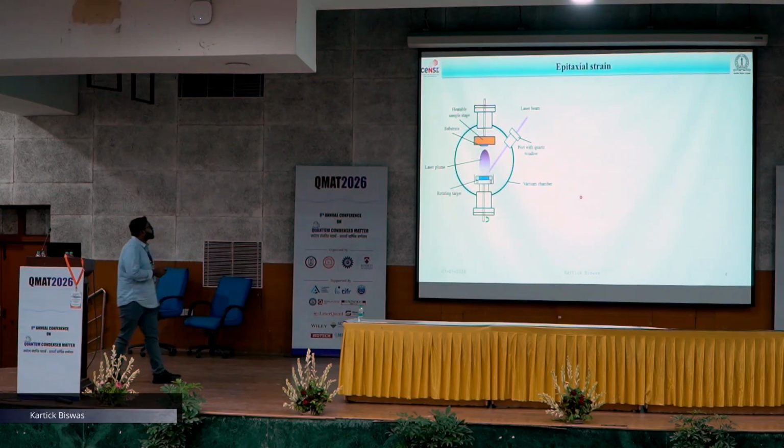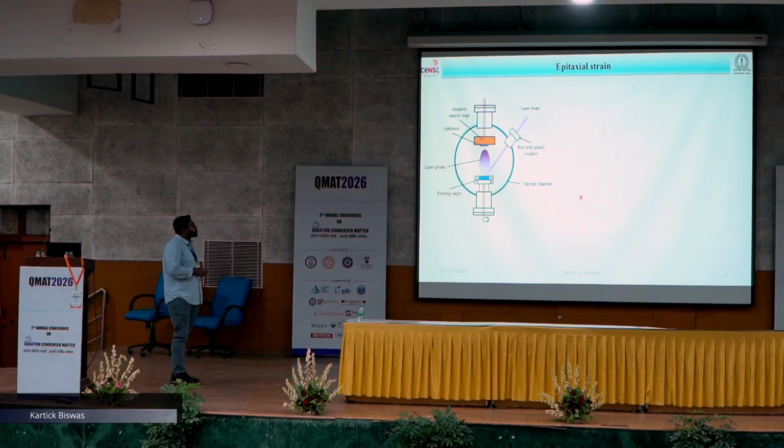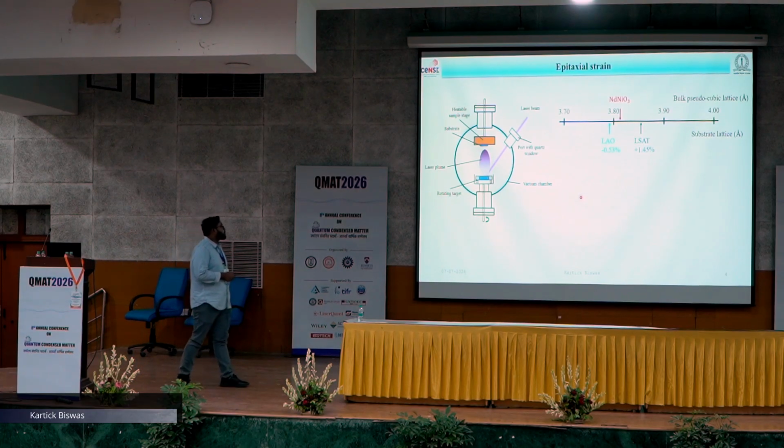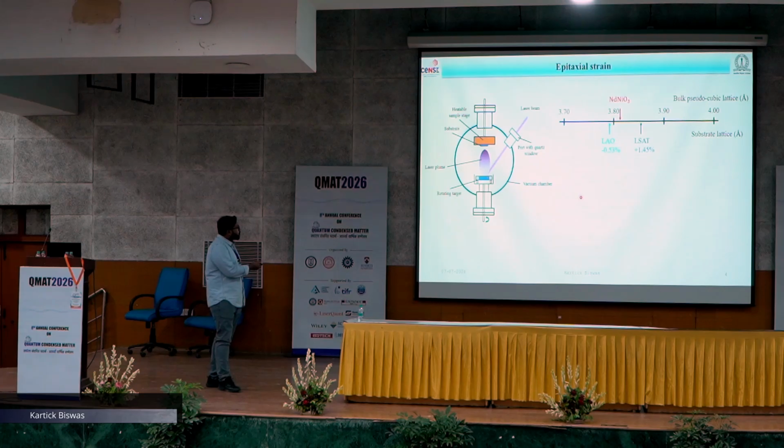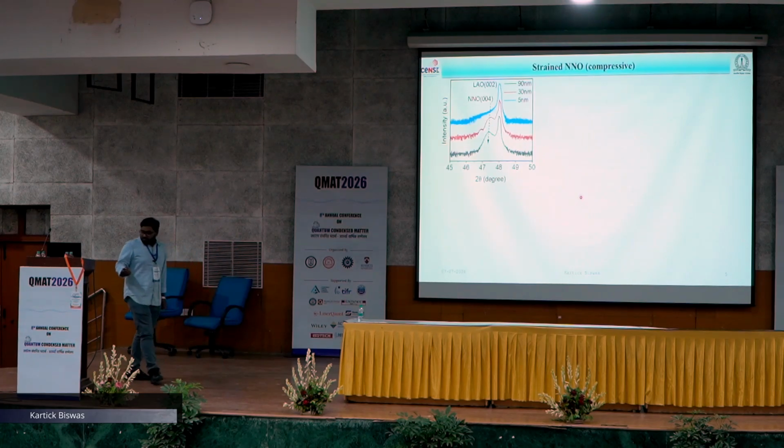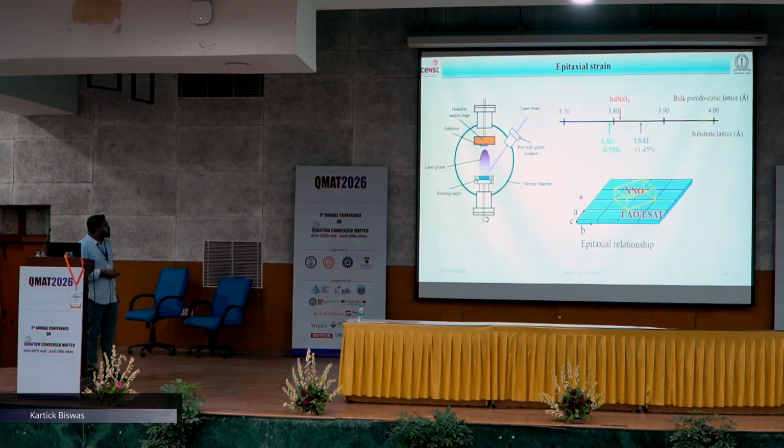For that we grow this material using pulsed laser deposition. For that we use two kinds of substrate. One is LAO, that is compressive strain, and another one is LSAT, that is tensile strain. LAO and LSAT are cubic, but NNO is orthorhombic. So now this will grow on LAO and LSAT diagonally.